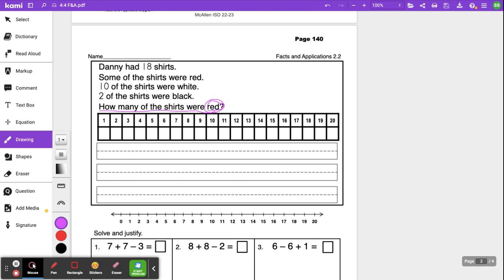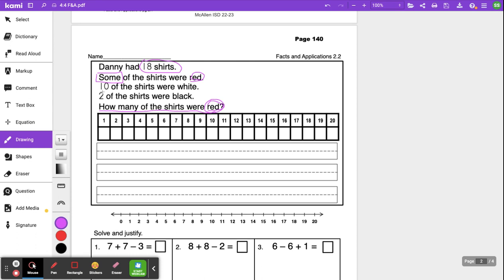We need to go back through every sentence and find the important information. Danny had 18 shirts. What's important? 18 shirts. That's the total shirts that he had. It's not one of the groups, one of the colors. That's all of the shirts he has. Some of the shirts were red. What are the important words in that sentence? That they're the red shirts. What else? Some. And that's not a number. So I know it's going to be my question box.